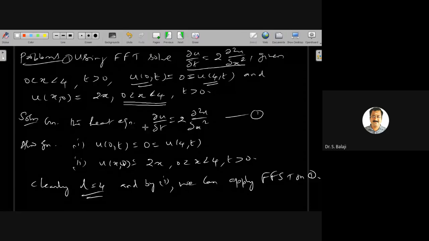So, given the heat equation ∂u/∂t = 2 ∂²u/∂x², also given the condition u(0, t) = 0 = u(4, t), and another initial condition, at time t = 0, u(x, 0), the temperature distribution is 2x, for 0 < x < 4 and t > 0.